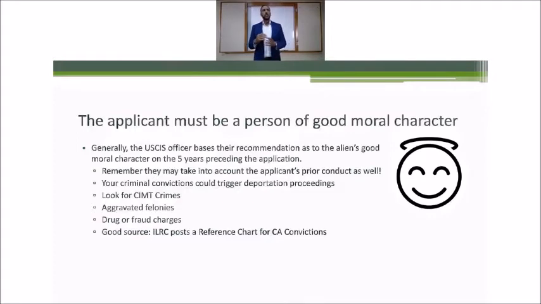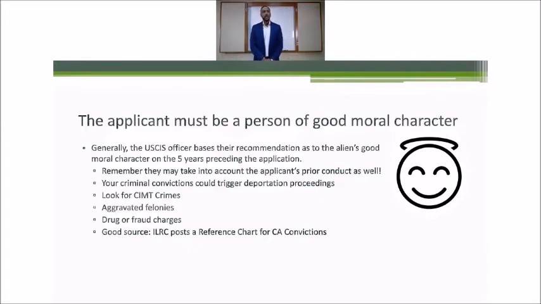So all these things have to be taken into consideration, because if you had a drug charge as a teenager, or you had an issue after the age of 18, you have to take a look at the conviction and what happened in the conviction. How long was the jail sentence? What was the punishment for that conviction? And that all comes into play in the GMC requirement. Part of that GMC issue is to prove that you're a person of good moral character.